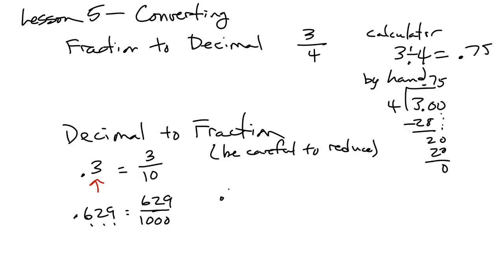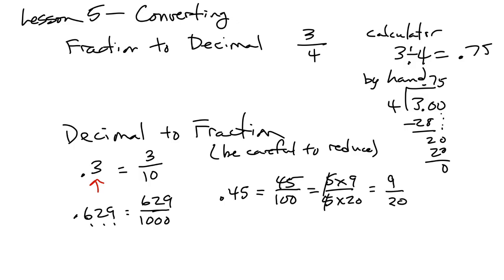But if I had 0.45, 2 decimal places, so this is over 100, and we have 45, but 45 and 100 can reduce because 45 is 5 times 9, 100 is 5 times 20. The 5's divide out, we're left with 9 over 20.